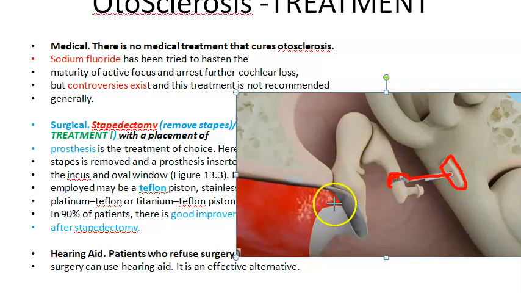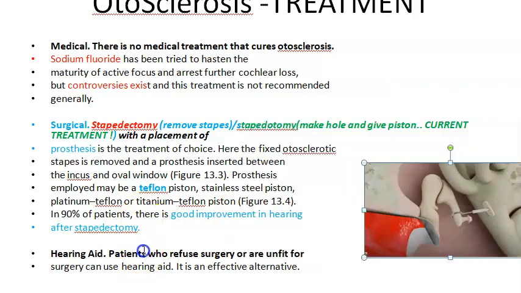The incus. So whenever the tympanic membrane moves, malleus moves, incus moves, and now this prosthesis or piston will move this oval window. What is there here? Oval window, right? Okay. So this is the surgery they are talking about.